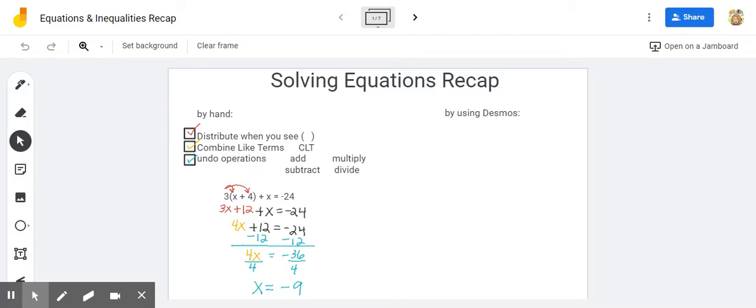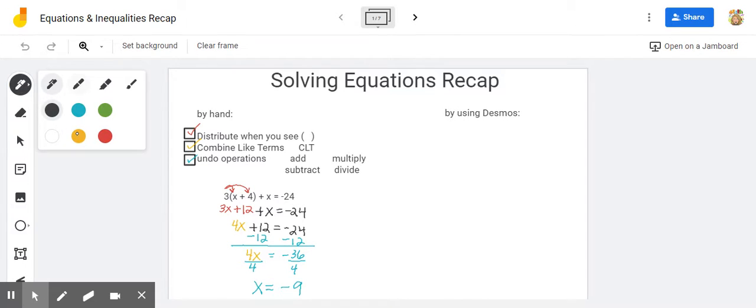And then we looked for combining like terms. So when you see x's that are alike or numbers that are alike, you can combine them. So if I have 3x's plus 1x, that makes 4x plus 12 equals negative 24. And then we undo the operation. So if it says plus 12, we're going to subtract by 12. And then we're going to not multiply by 4, but divide by 4 to get negative 9.